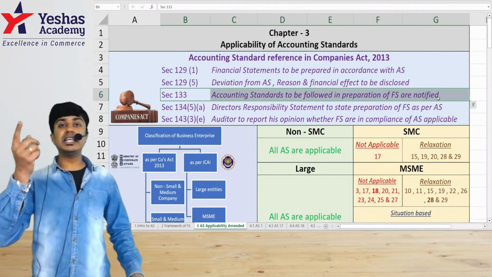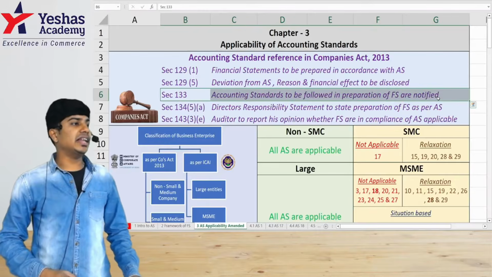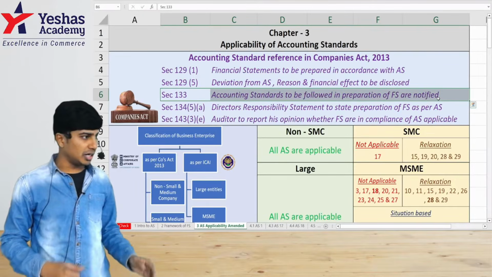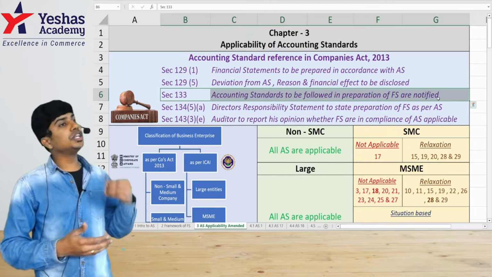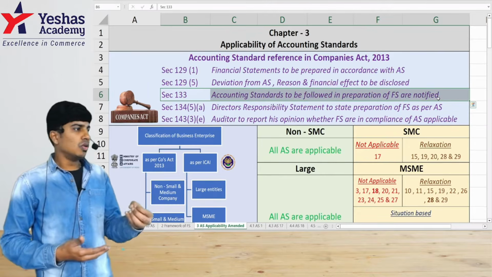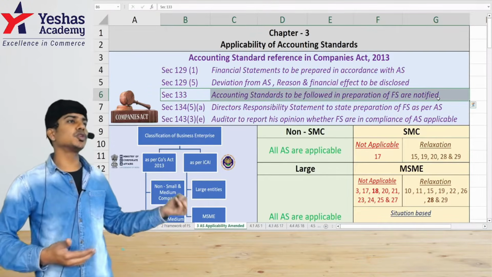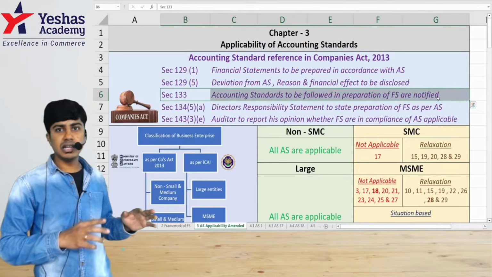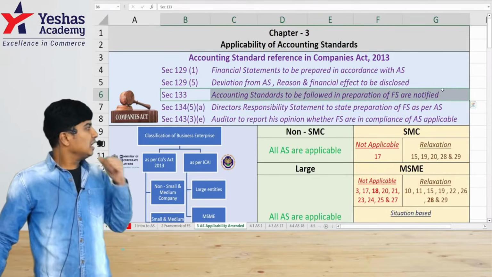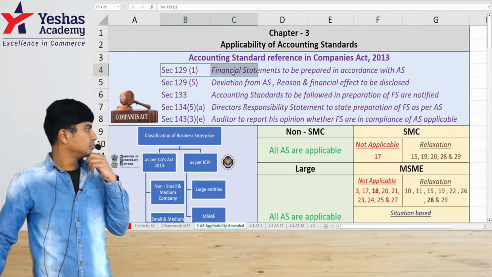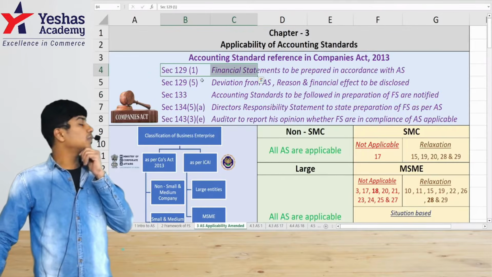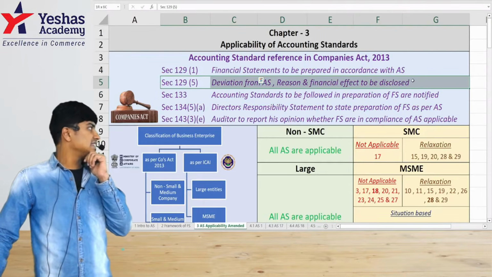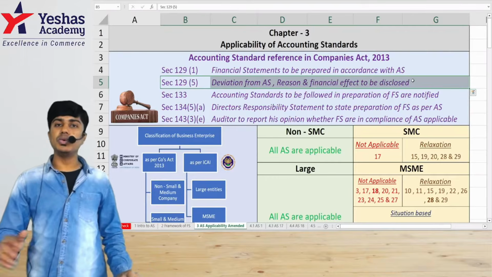Under section 132, NFRA, the National Financial Reporting Authority, is empowered to issue accounting standards or to mention accounting standards which are supposed to be followed by an entity in preparation of its financial statements, and that has to be followed. If in case you don't follow them, then as per section 129 subsection 5, as an entity you have the responsibility to disclose.